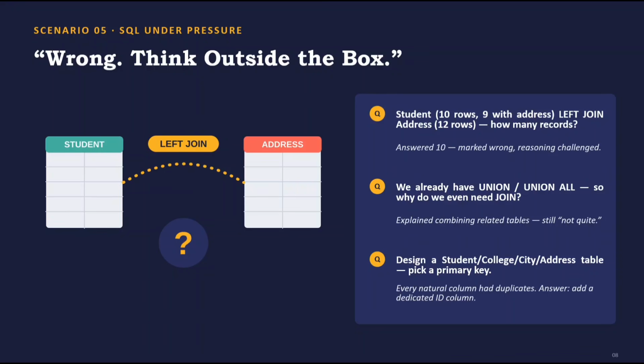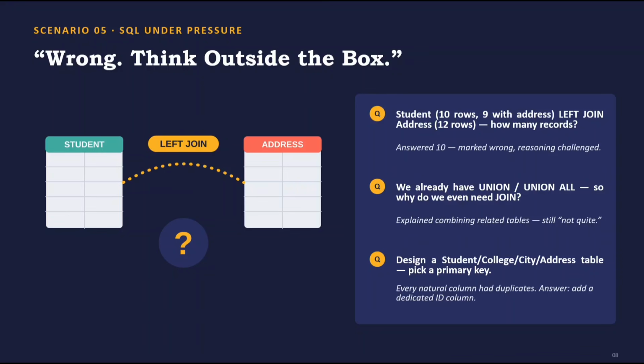The candidate tried explaining his reasoning, but the interviewer kept saying that it was a wrong answer. Honestly, this was the moment where the candidate started thinking, what am I missing over here? Is my answer right or not? Then he moved to another SQL question. We have union and union all. Then why do we need joins in SQL?